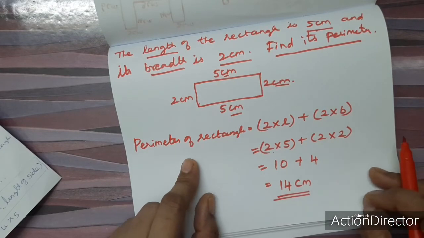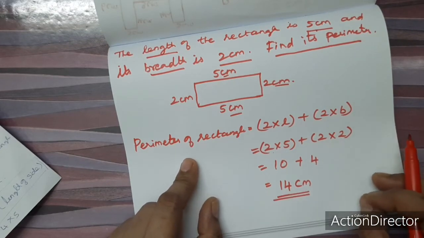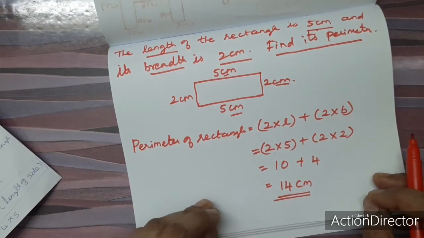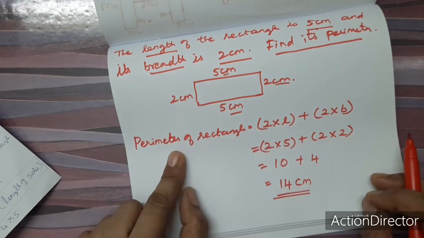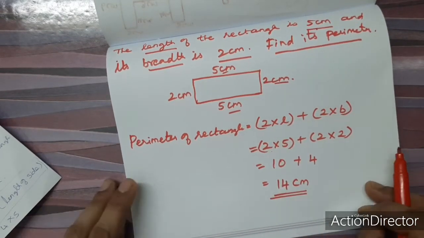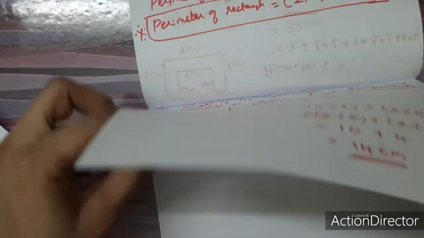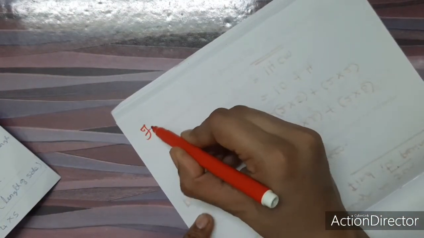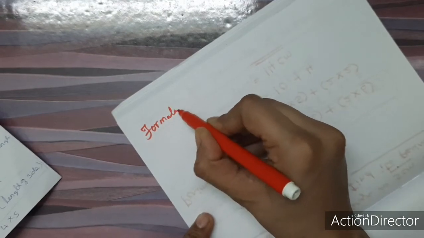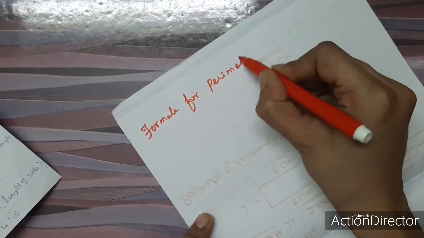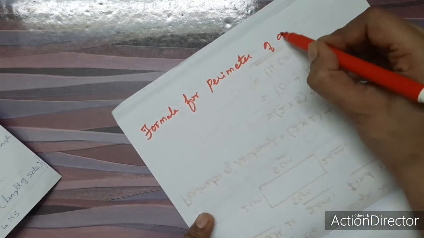If you want to find the perimeter of some other shape, not a rectangle or square, you can simply add the sides and find the answer. For the perimeter of a rectangle, you use this formula. Now we are going to see the formula for finding the perimeter of a square.